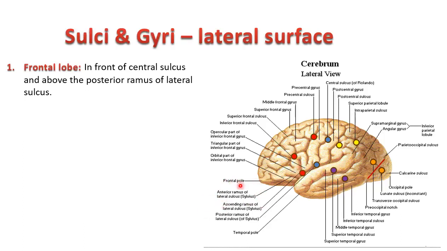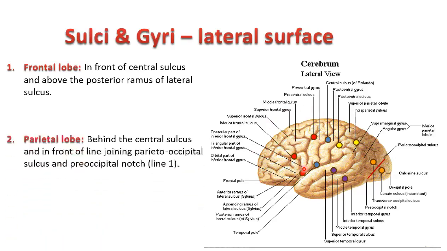You are able to see the anterior ramus, which is labeled here, and the ascending ramus of the lateral sulcus. These three arise from a single stem. This lateral sulcus is also called the Sylvian fissure. Same way, the central sulcus is called the central sulcus of Rolando. So the frontal lobe is anterior to the central sulcus and above the posterior ramus of the lateral sulcus.